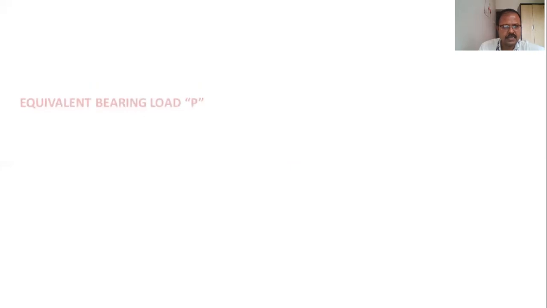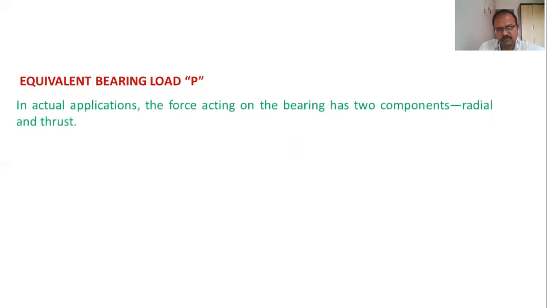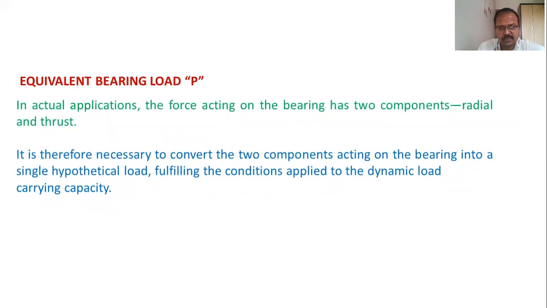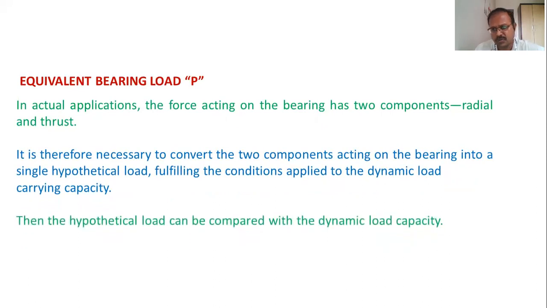So if radial and axial loads are acting combinedly, we have to convert them into a hypothetical or virtual load P, which will be called the equivalent bearing load P. So the equivalent bearing load P is nothing but the radial load which is equivalent to that combined load. It is therefore necessary to convert the two components, radial and thrust, into a single hypothetical load fulfilling the conditions applied to the dynamic load carrying capacity.